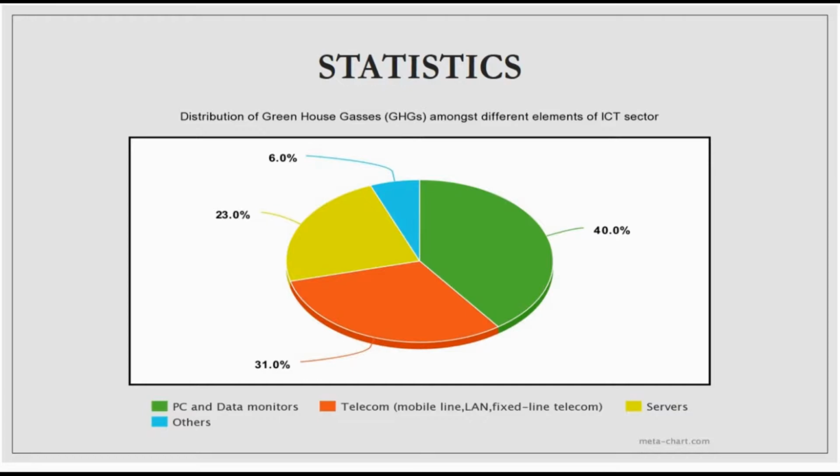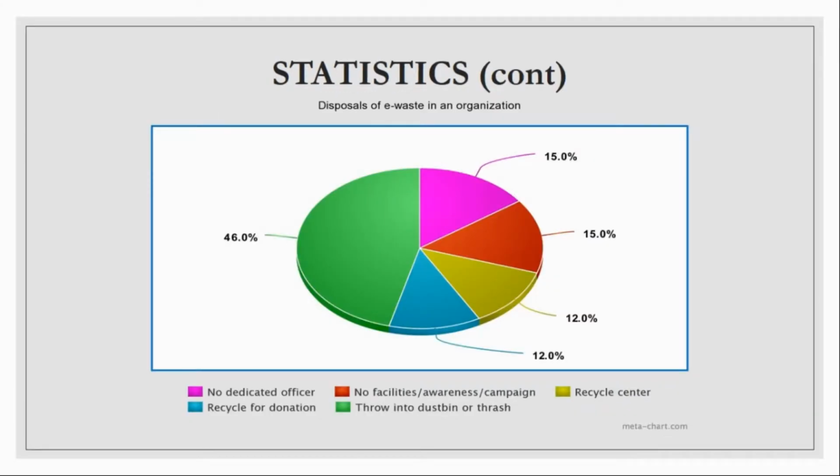As you can see, all the devices detailed in the chart and used in the ICT sector emit carbon and its equivalents. The emissions take place at every stage in the product's life cycle. The next chart shares the disposal of e-waste from several organizations in Malaysia.